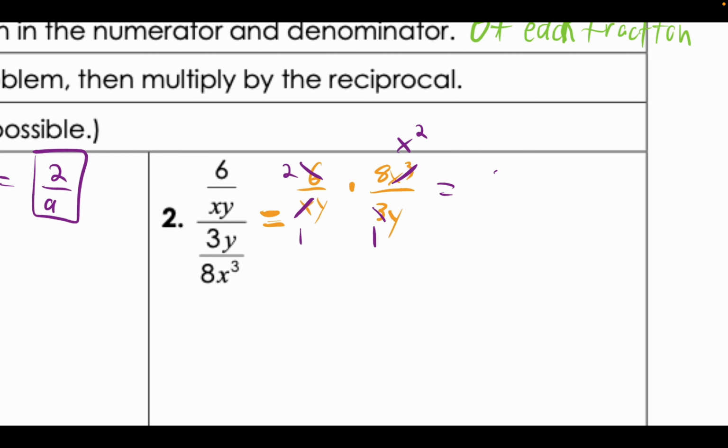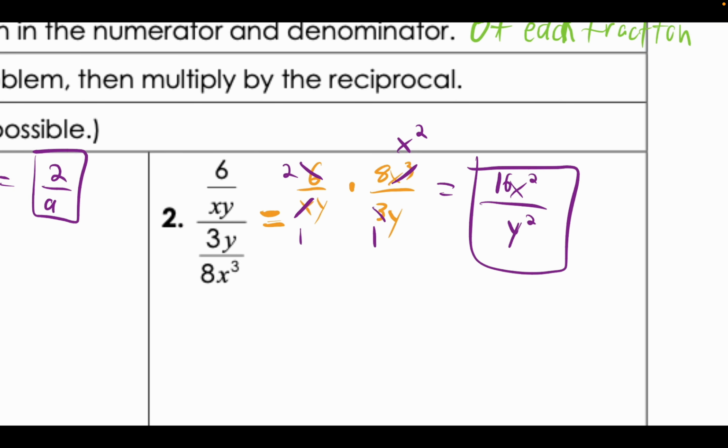So on the top, 2 times x squared, 2 times 8 and x squared would be 16x squared. On the bottom, we have y times y, giving us y squared. So we have 16x squared over y squared.